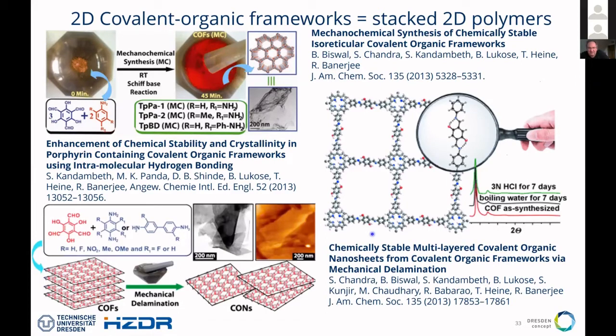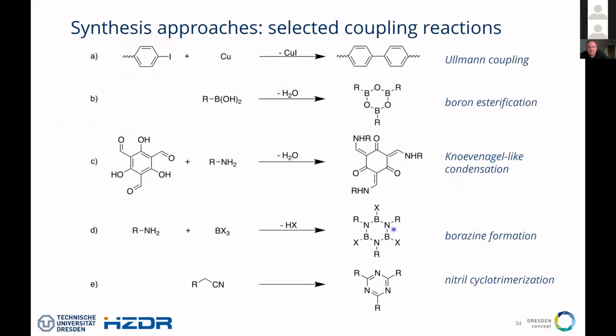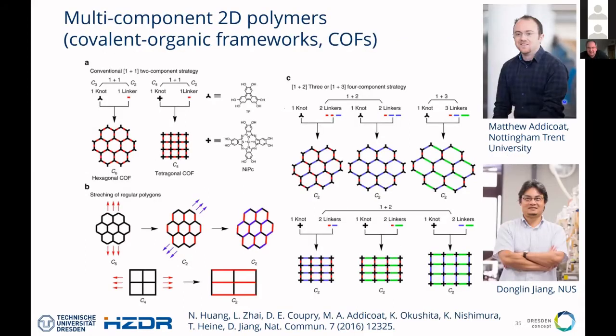Essentially, what I would like to show you with that transparency is that today, many people make COFs, and these COFs are getting better and better in terms of crystallinity. In fact, a lot of chemical reactions have been developed, and these are not all of them, which can be utilized to polymerize these COFs. And to move on here, that's a joint work together with Matt Addicoat, who was a postdoc in my group and who is now professor at Nottingham Trent University, and Donglin Jiang, who was in Japan before, but is now at the National University of Singapore.